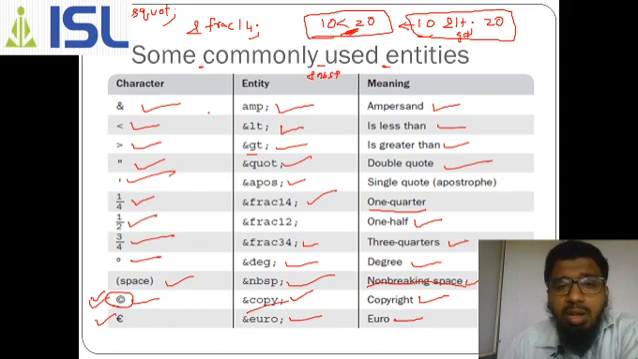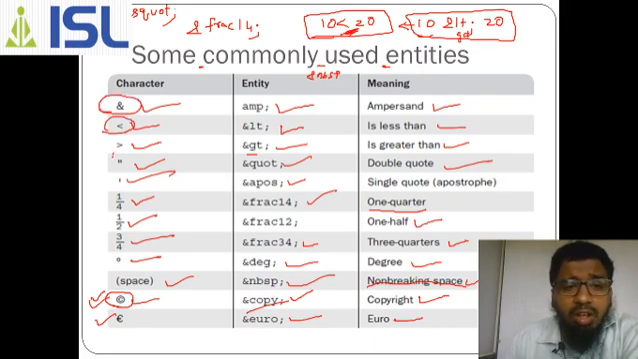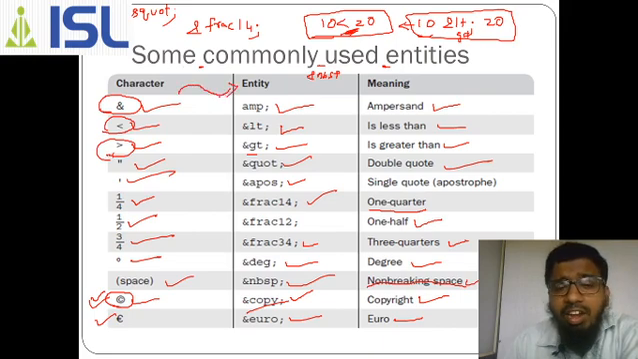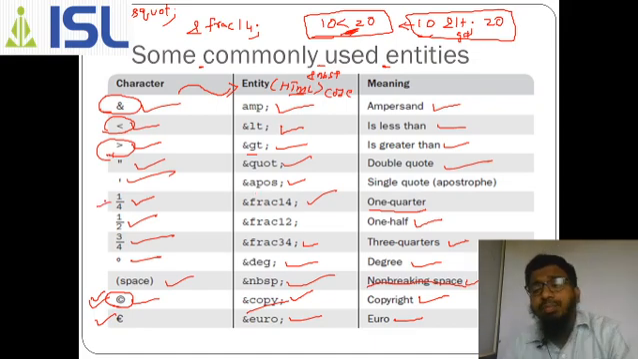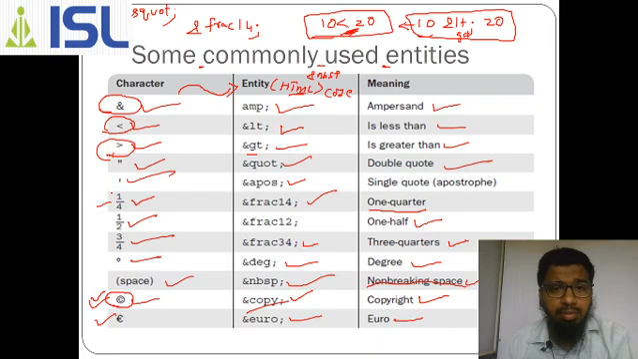Okay, these are some commonly used entities. There are so many, but some common ones used when you develop web pages. Remember this: you cannot use these characters directly. If you want to use these characters, you need to use these entities. In this manner you need to write, and this will be used in HTML. In HTML code, you need to use this to display this. Clear? I hope you understand.